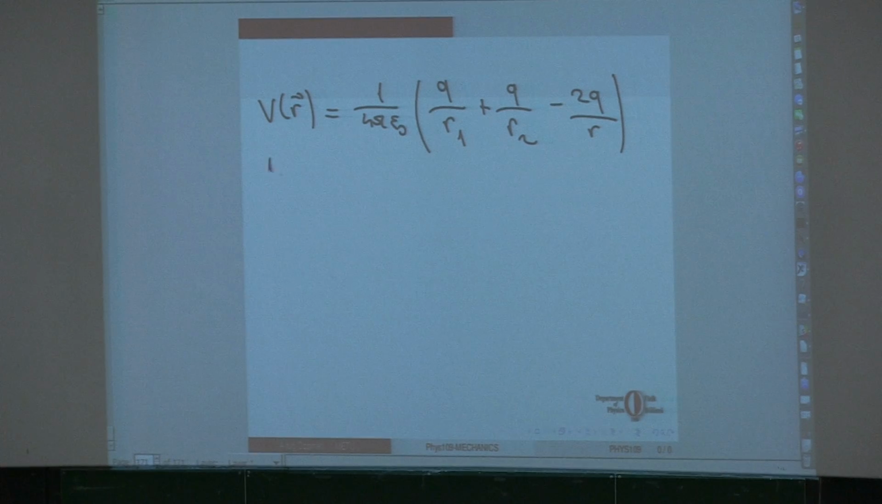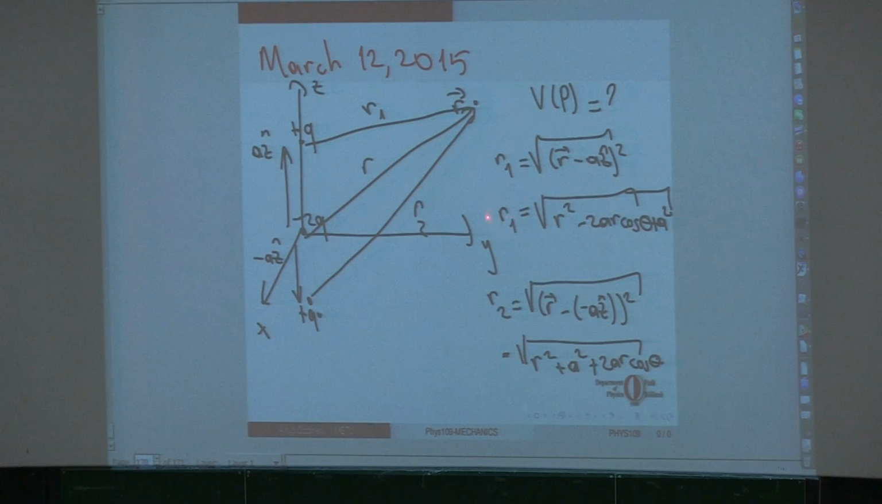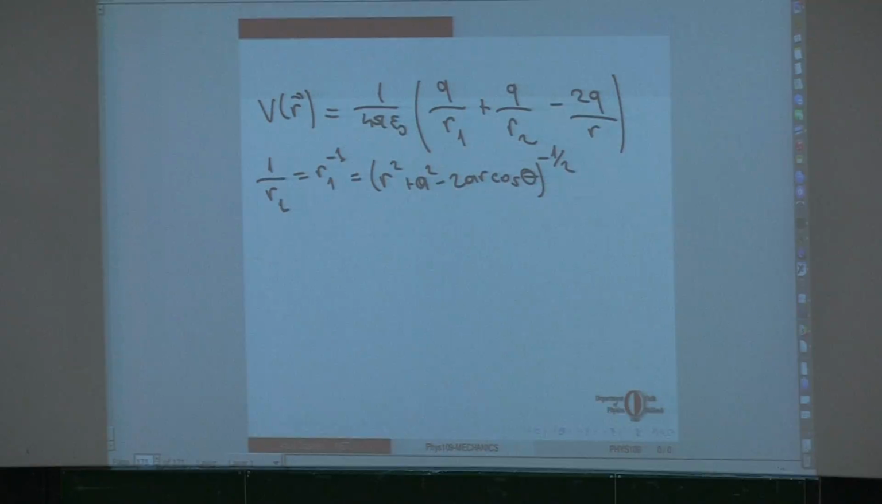Now let's look at 1 over r1. This is, well, the inverse of r1. This is equal to r squared plus a squared minus 2ar cosine theta to the minus 1 half power. It's just this expression over here. R1 is the square root of this expression. We have 1 over R1, so it is the minus 1 half power.